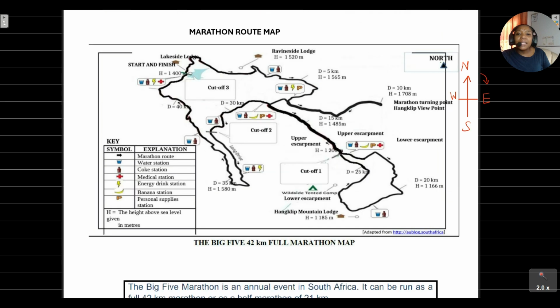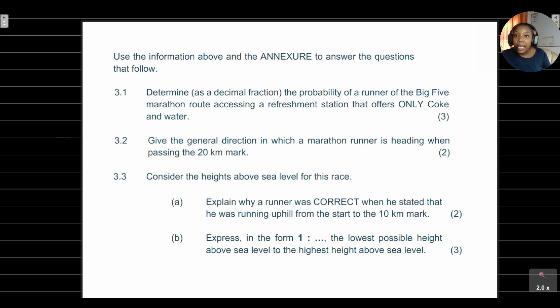Okay, so now we basically have a full understanding of what is really happening in this marathon route map, and I think we're more than ready now to have a look at the questions that are given to us. It says use the information above and the next page to answer the questions that follow.